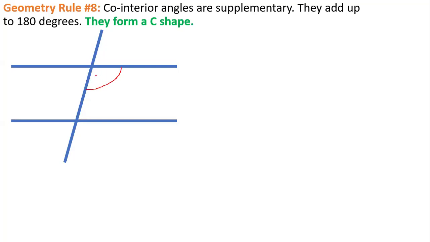So let's say that this is 30 degrees. And let's say that this is angle A. What would angle A be equal to? 150. What is angle A equal to? 150 degrees. How did you get 150? 180 minus 30. Very good. 180 minus 30 degrees equals 150. And that's going to be equal to 150.